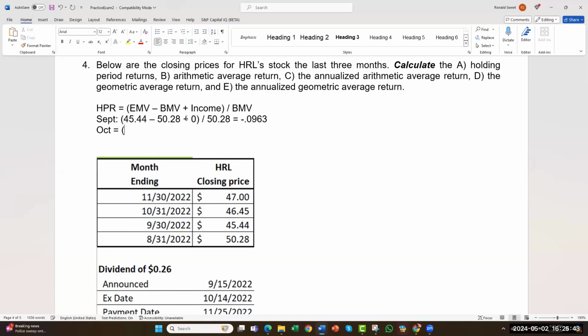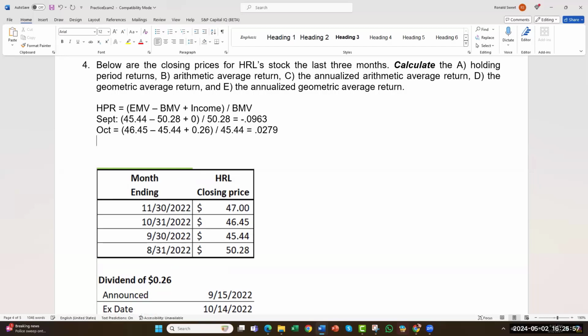October, you will have 46.45 minus 45.44. Here we add the income in, 26 cents, divided by 45.44. When you do that, you get 0.0279. And then November, you get 47 minus 46.45, no income, divided by 46.45, and you should get 0.0118. So there's question one.